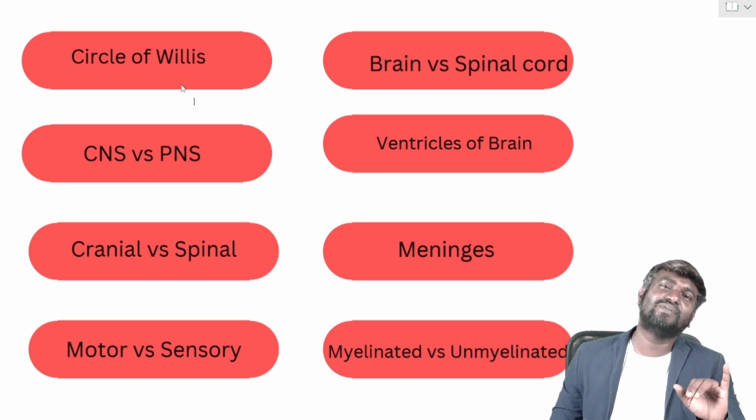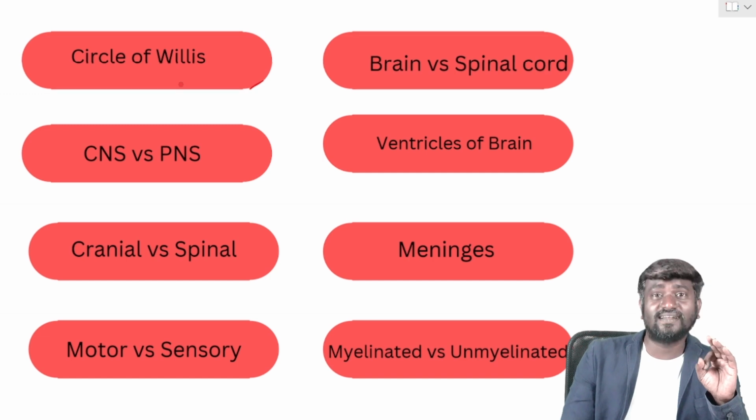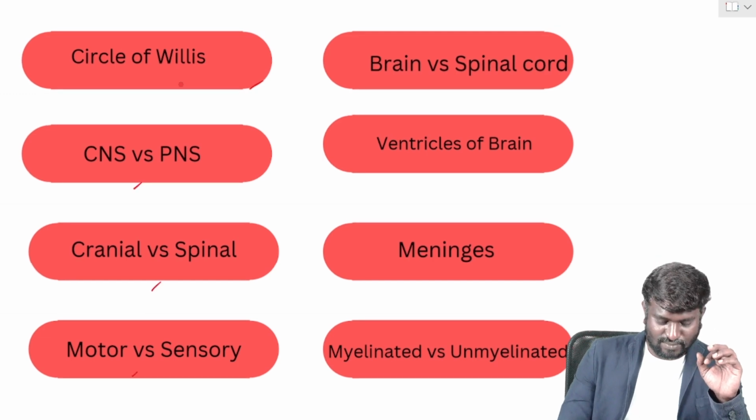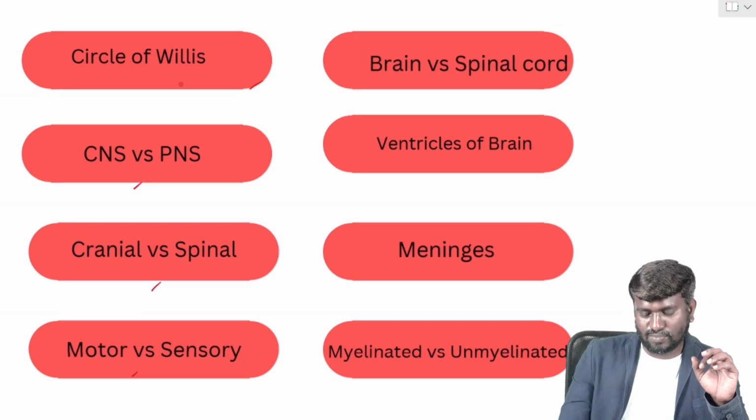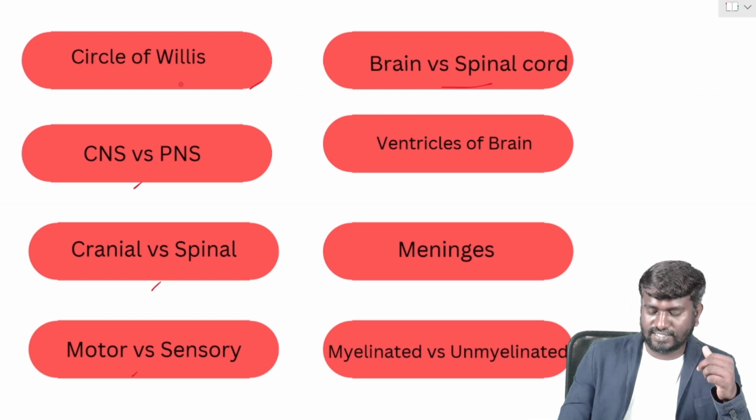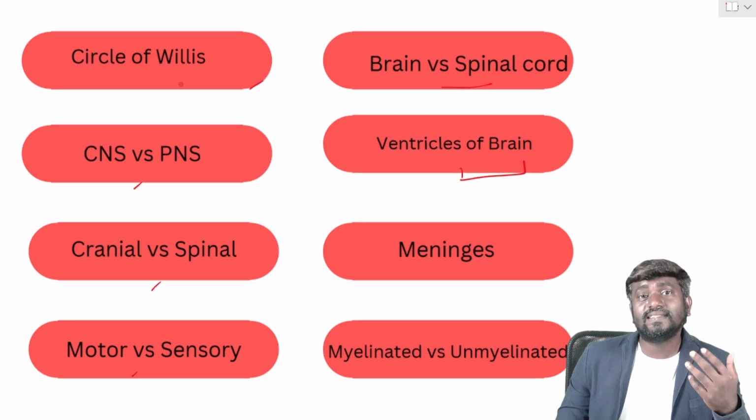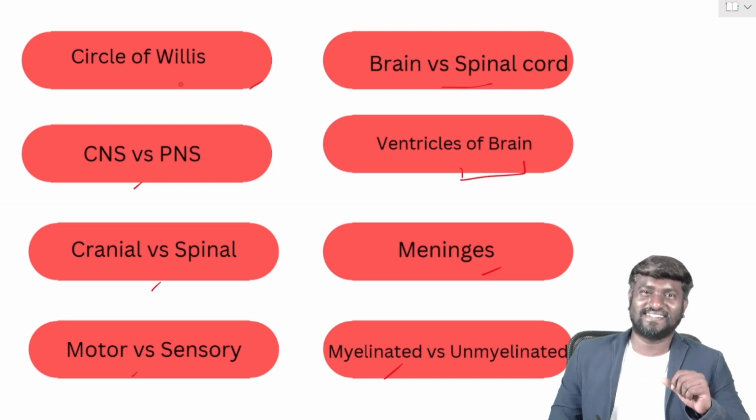We'll be discussing the circle of Willis, the central nervous system, cranial, motor versus sensory. We'll talk about the brain and the spinal cord. We'll discuss the ventricles of the brain, the meninges and the myelinations. Let's dive into the lectures.